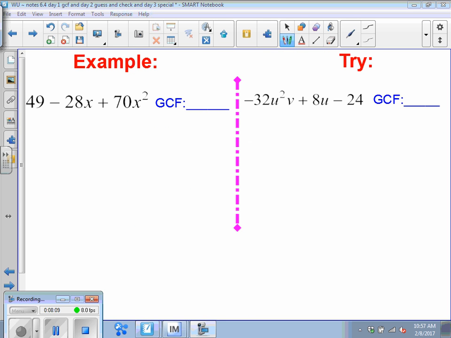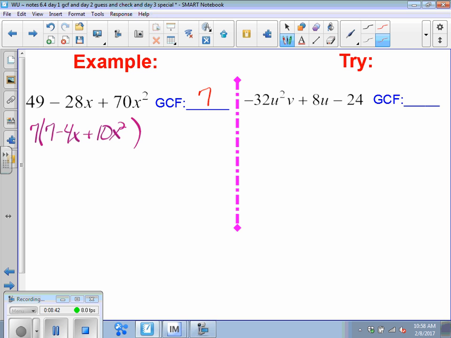I have 3 terms here, but all I'm checking for is greatest common factor right now. So you look at all 3 terms. What's the largest number I can go into 49, 28, and 70? 7. Okay? So what's my first term? 7. What's my second term? Positive or negative? Negative 4x. And then 10x squared.